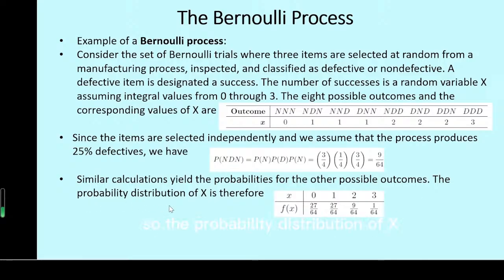So the probability distribution of x. Here we focus on the random variable x. The probability for 0 is 27/64. For 1, it's 27/64, right? And so on. How can we get this probability for x? We just add the probabilities of the outcomes with the same value of x. So for x equals 1, we add these 3 outcomes' probabilities, and we get 27/64, right?